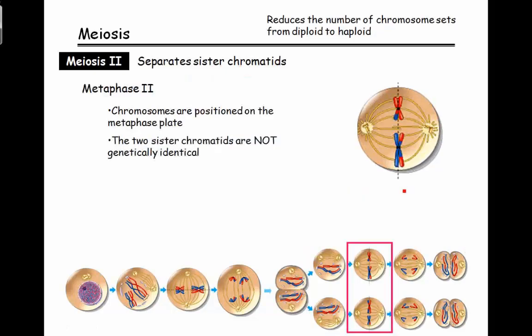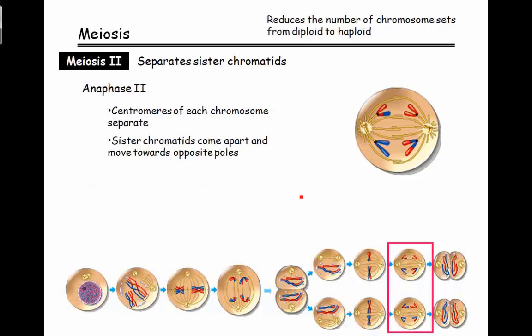In metaphase 2, we are lining up the chromosomes along the metaphase plate. So now we've got X's on the plate, similar to what we had in mitosis metaphase. The ploidy and the replication status has not changed, so we're still looking at haploid and duplicated.